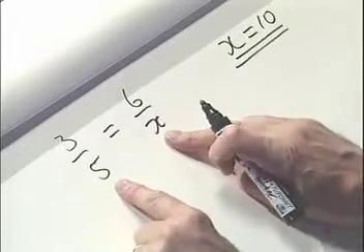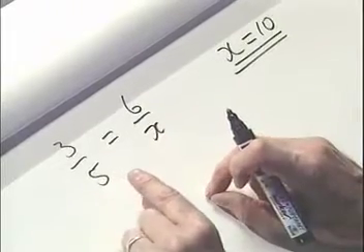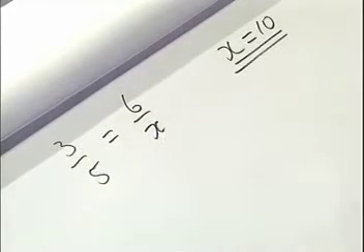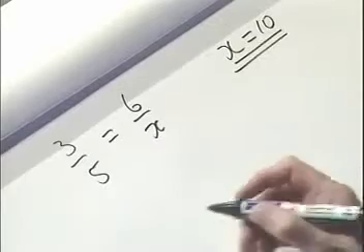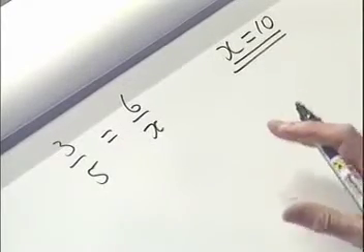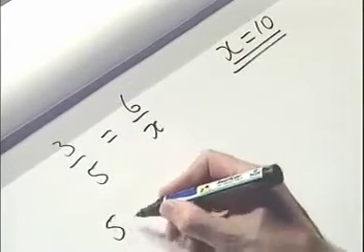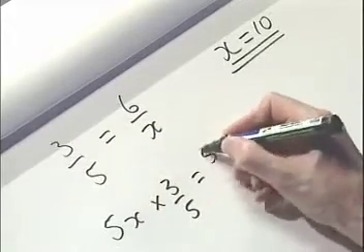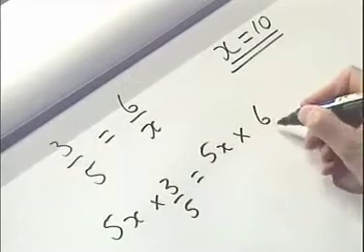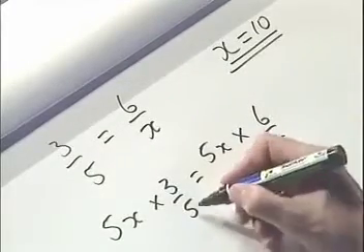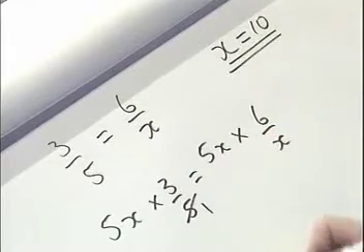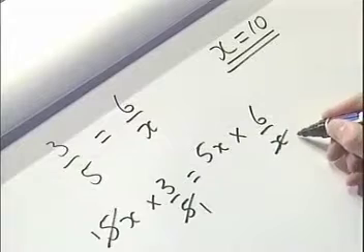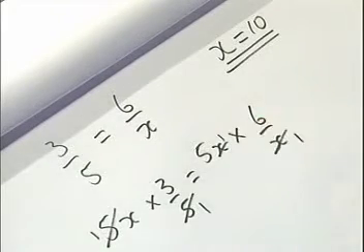Well, again, we need a common denominator. We need a number that will be divisible by 5 and a number that will be divisible by x. And the obvious choice is 5x. So let us multiply both sides by 5x. So we have 5x times by 3/5 equals 5x times by 6 over x. And now 5 goes into 5 once, and 5 goes into 5 once there. x goes into x once, and x goes into x once there.